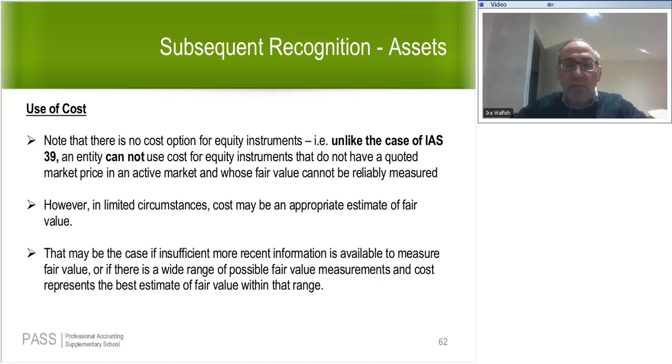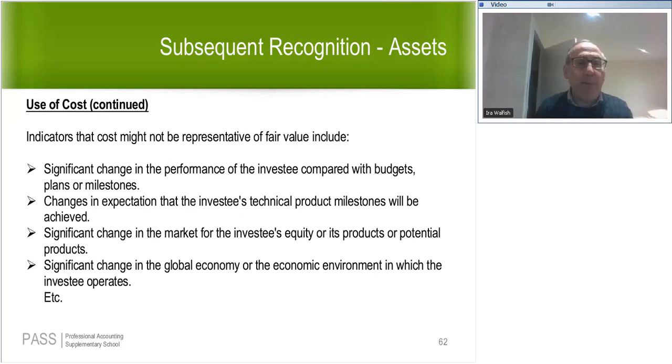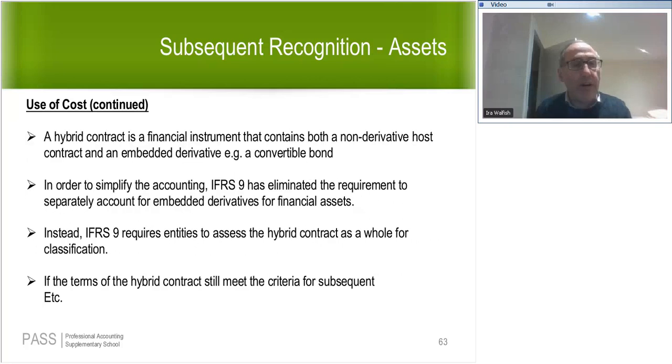The next section is hybrid contracts. A hybrid contract is a financial instrument that contains both a non-derivative host contract and an embedded derivative. I would not worry very much about this. This is far more complex than what I would expect to see. The only type of hybrid contract that you might conceivably see on a CFE, I would think, would be a convertible bond.